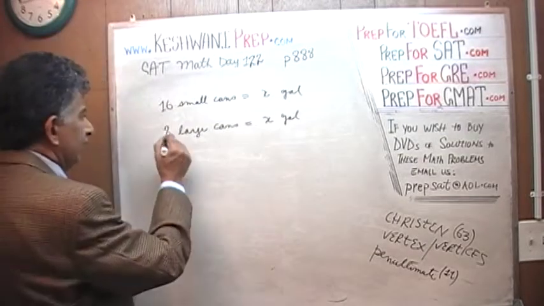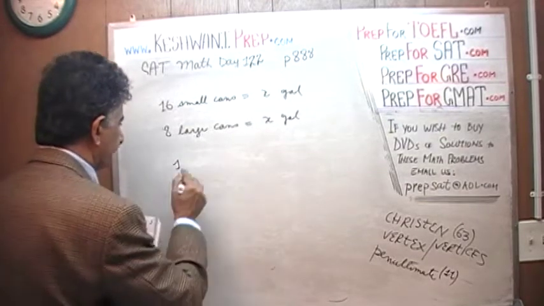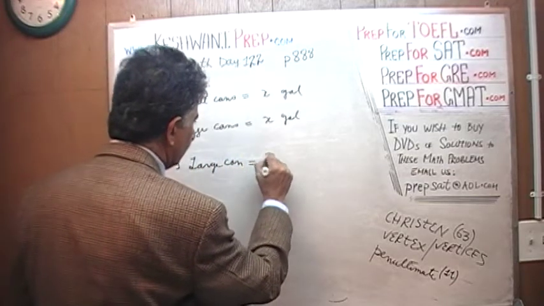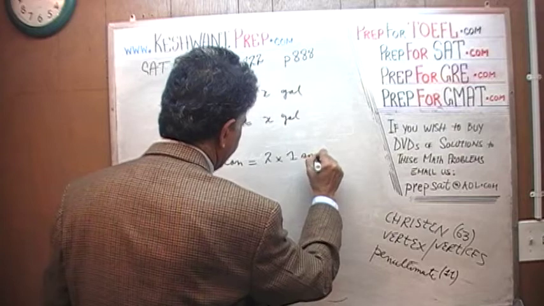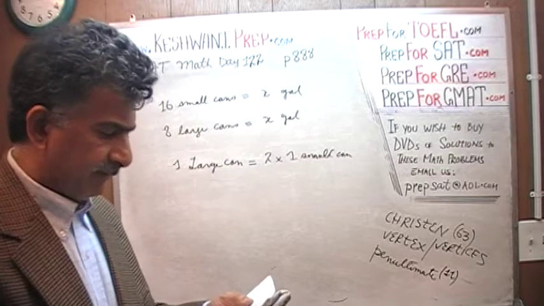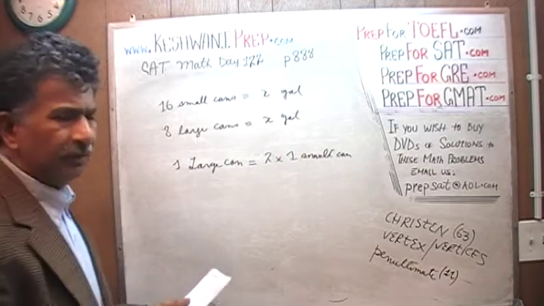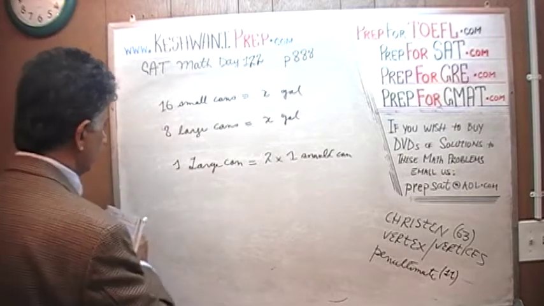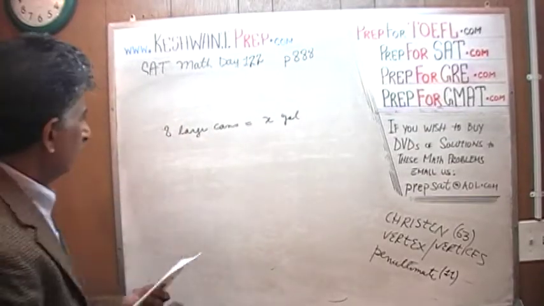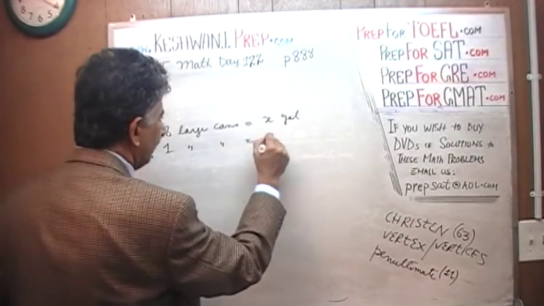So which means one large container is actually 2 times one small container. What is the capacity in gallon of each of the large containers? Oh, they're making too much fuss about nothing. We don't need any of this. This is all we need. 8 of them are x gallon, therefore 1 will simply be x over 8.